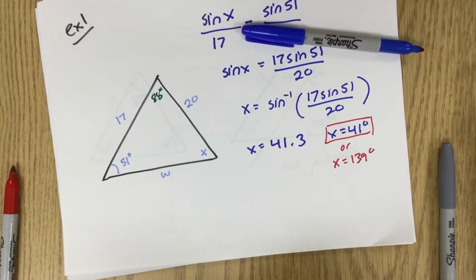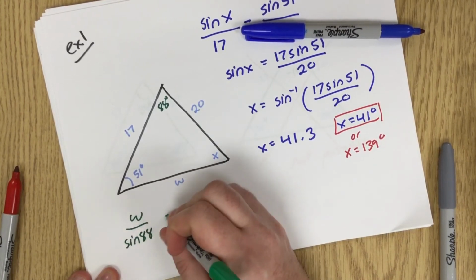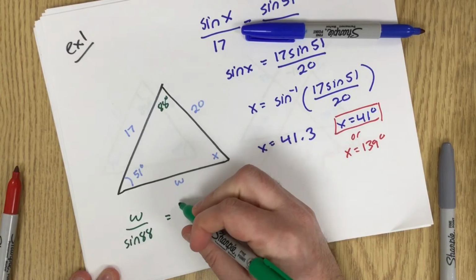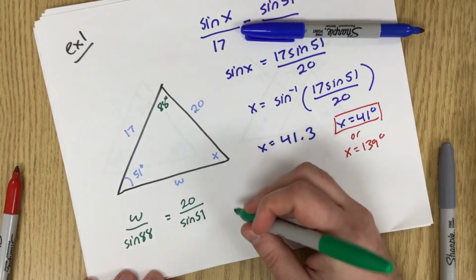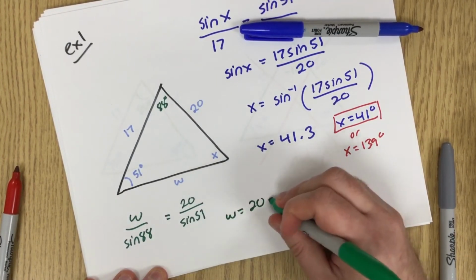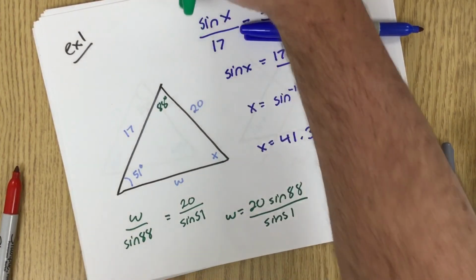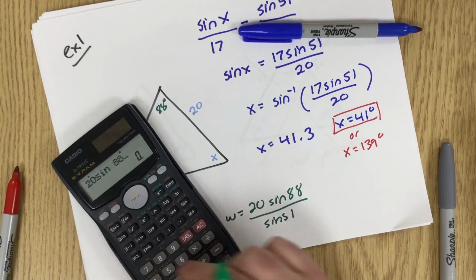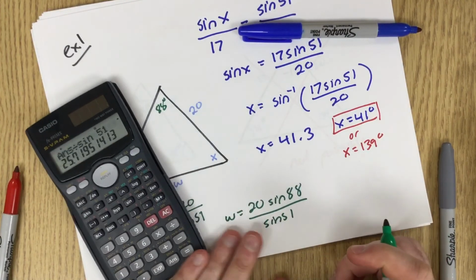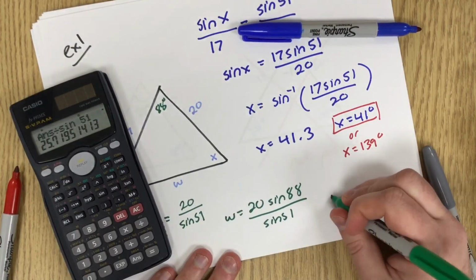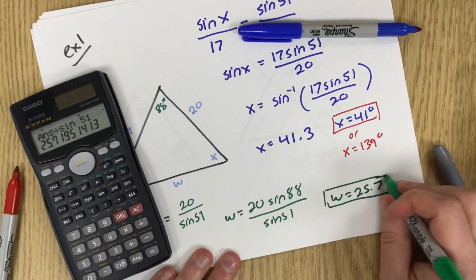And then what we're going to say is, okay, w over sine 88 equals 20 over sine 51. And so w equals 20 sine 88 over sine 51. And then we find out that W is equal to 25.7 units of whatever it is.